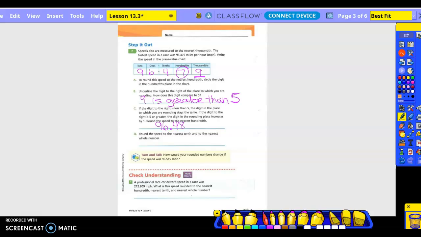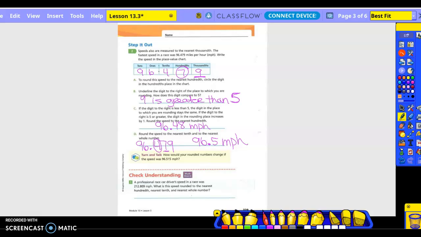Okay, and then we need to put our label, right? So miles per hour. Okay, this time they want us to round it to the nearest tenth. So we're going to rewrite the number 96 and 479 thousandths. What number is in the tenths place? The 4. So we're going to circle the 4, underline the 7, rewrite everything in front of the circle. So 96 point, and then is that going to become a 5 or stay the same? Become a 5. So 96 and 5 tenths miles per hour.